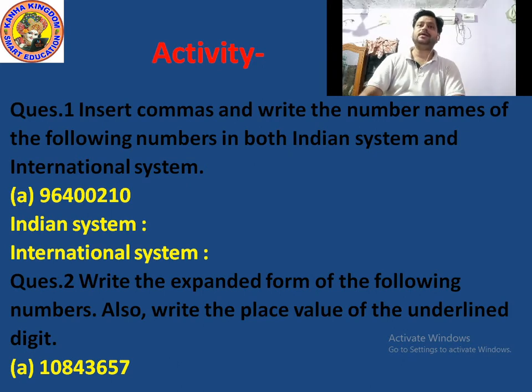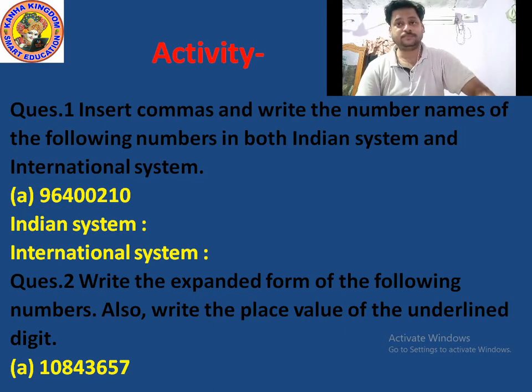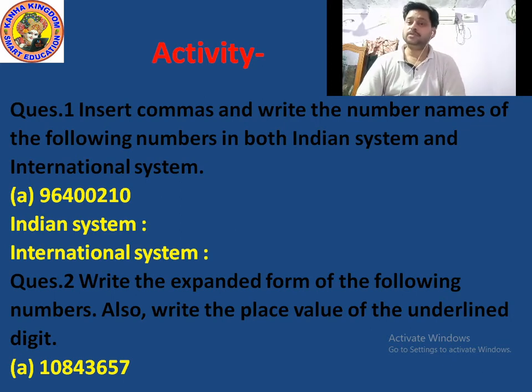Now the second question is: write the expanded form of the following number. Also write the place value of the underlined digit. In this question I will ask only one part. Okay, so this part is 10843657. Once again I repeat the number, 10843657. So what you have to do?